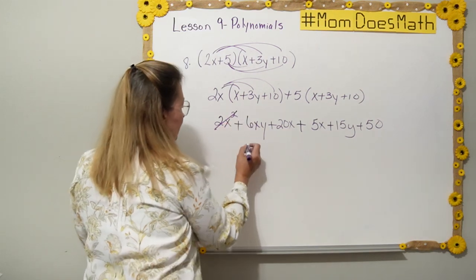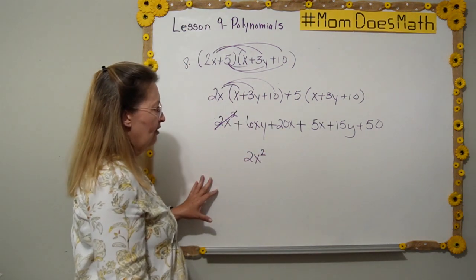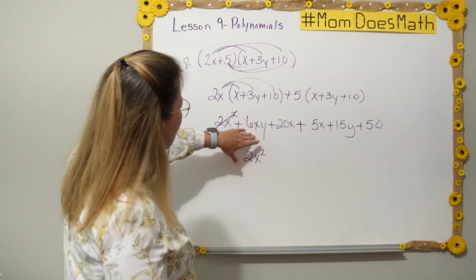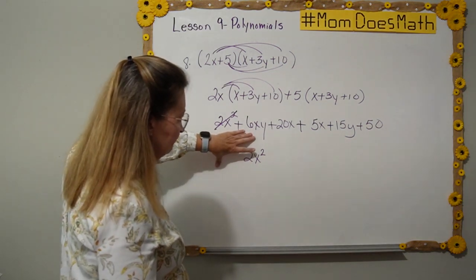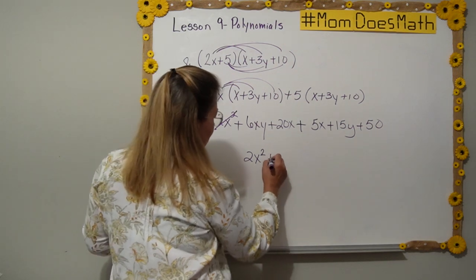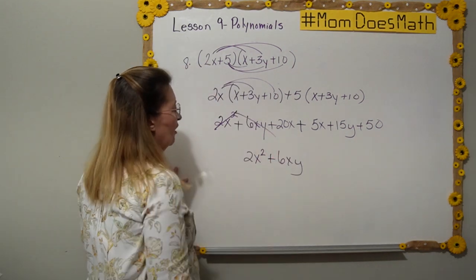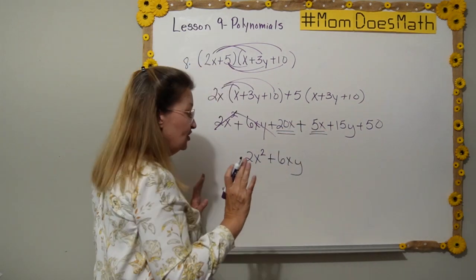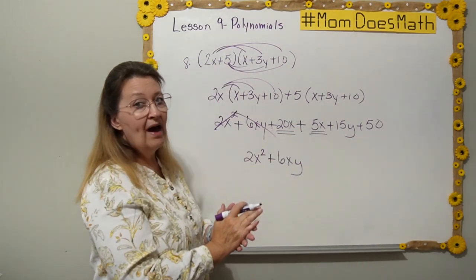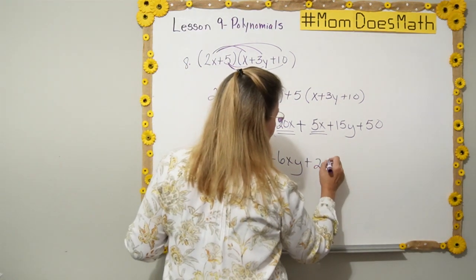So 2x squared is my highest exponent. I bring it down and I can cross it off. All right, I see 6xy. Is there anything that matches that? No. So that's going to stay just like it is, and I can cross it off. Now, 20x plus 5x do match. So I can combine those. 20x plus 5x is 25x.